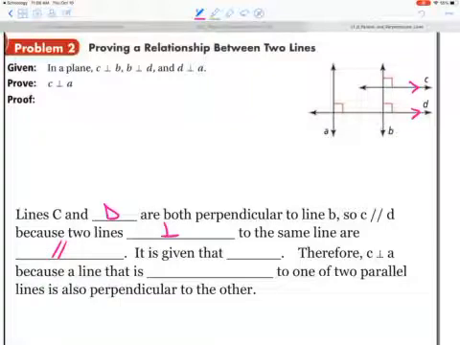I'm going to put my symbols in there. It is given that blank. Therefore, C is perpendicular to A because a line that is blank to one of two parallel lines is also perpendicular to the other. So I use the fact that C and D are both perpendicular to B. So I've used these two already. I'm probably going to use the fact that D is perpendicular to A. It is given that D is perpendicular to A. Therefore, C is perpendicular to A if we extend it, because a line that is perpendicular to one of two parallel lines is also perpendicular to the other.